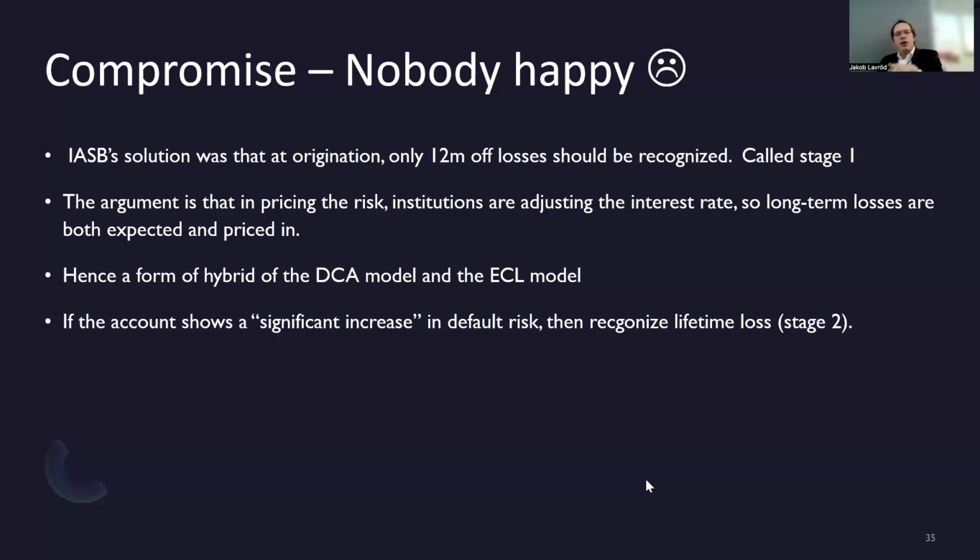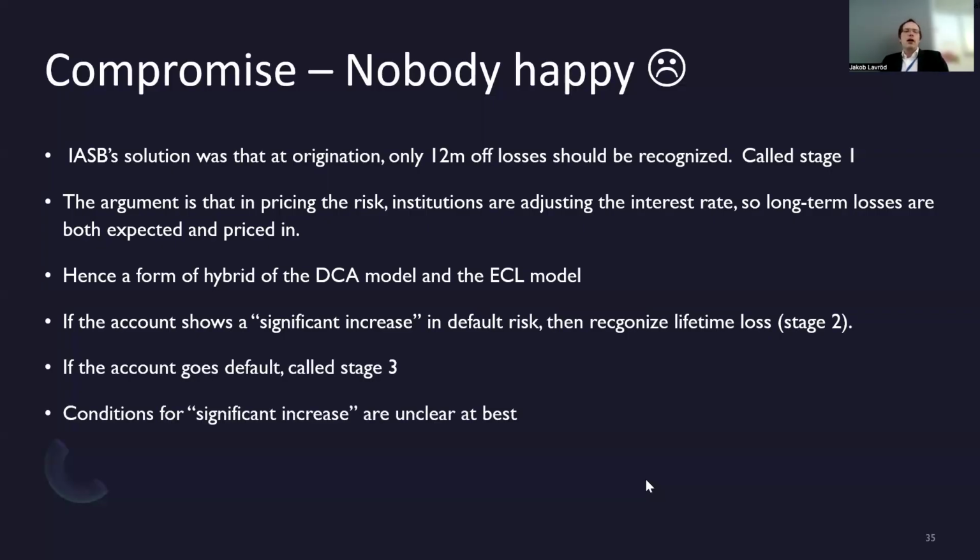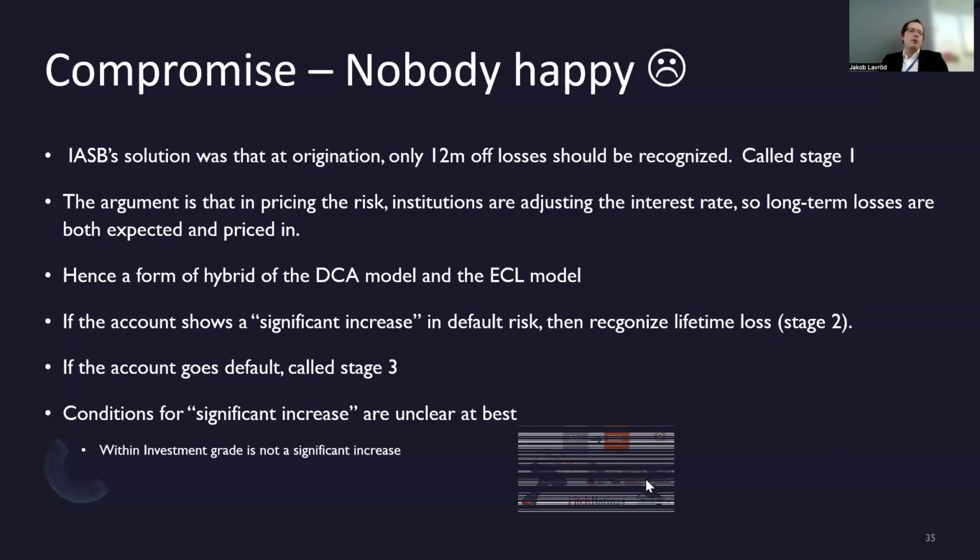But if the accounts show a significant increase in the default risk, you're no longer protected. I mean, you cannot go and increase the customer's rate. Ergo, you are now taking the full economic loss, and this is why you should move to lifetime losses. And then if they go default, you move to stage 3. But the problem is that nobody really knows how to move between stage 1 and stage 2 and how to set that.